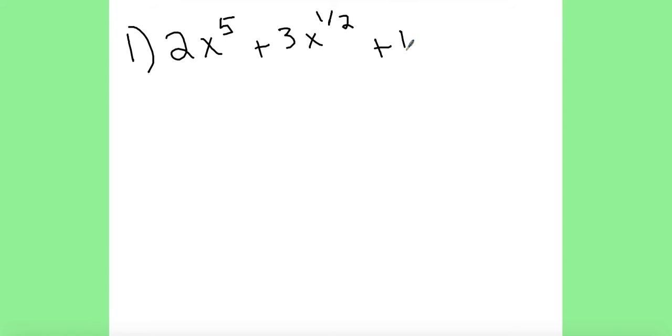So I would suggest you try a couple and really think about what's going on here when we're adding exponents. So it could be anything. 2x to the 5th plus 3x to the 1/2 power plus 1x to the 5th plus 2x to the 1/2 power. Pause the video, give it a shot.